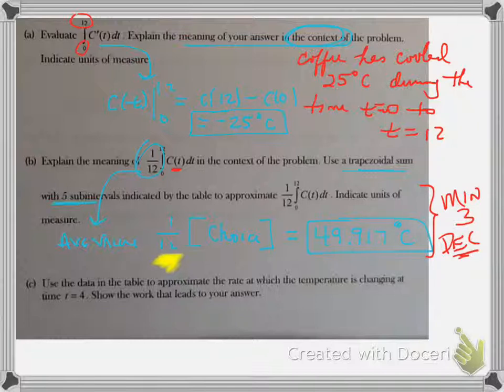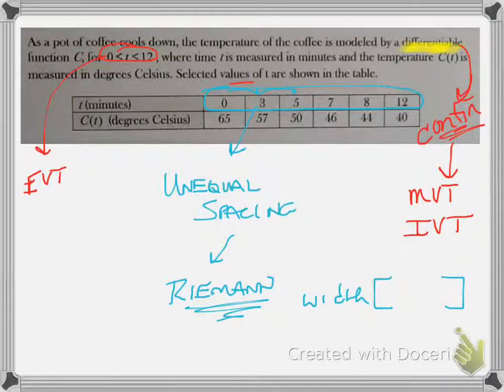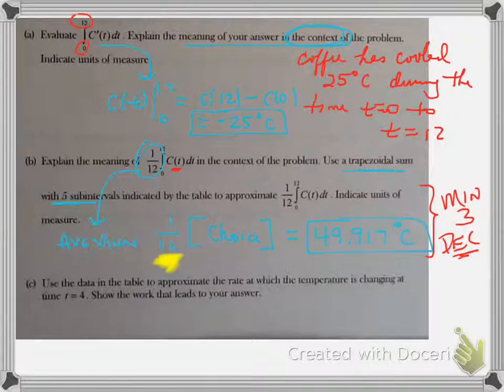Okay, part C, and there's 4 parts to this problem. Part C: use the data to approximate the rate at which the temperature is changing at t equals 4. Now, if you remember from the table, let's go back here for a second, there is no 4, but there's a 0 and a 3 and a 5. So 4 obviously falls right between 3 and 5. So I think it's best here if students just stay locally linear. That's what we're asking here.